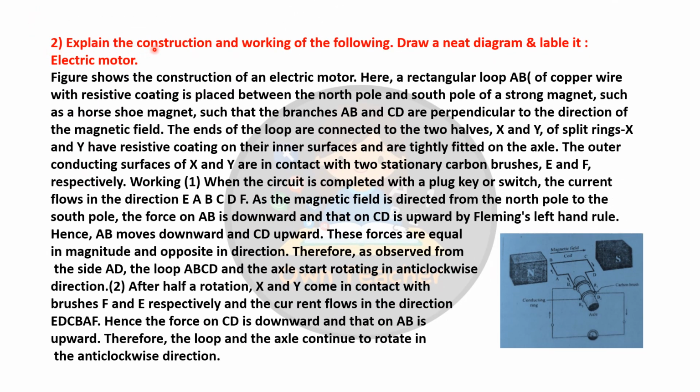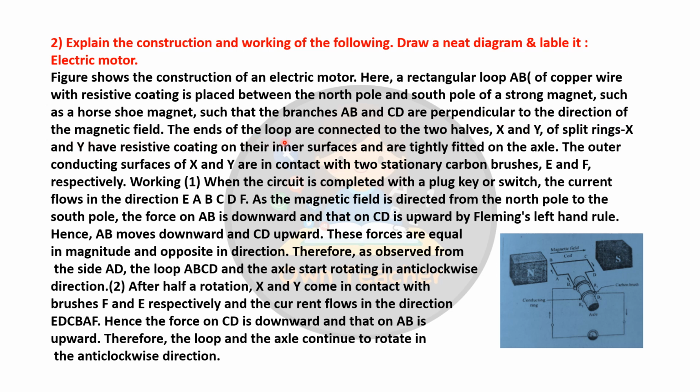2. Explain the construction and working of the following. Draw a neat diagram and label it: electric motor. The figure shows the construction of an electric motor. Here a rectangular loop ABCD of copper wire with insulating coating is placed between the north pole and south pole of a strong magnet, such as a horseshoe magnet, such that the branches AB and CD are perpendicular to the direction of the magnetic field.